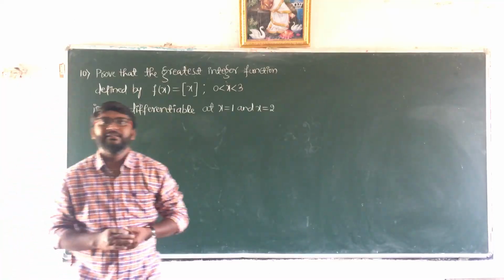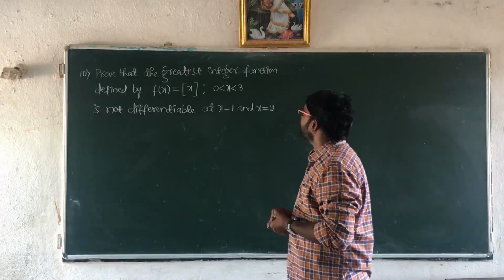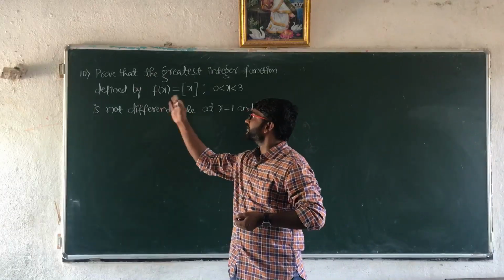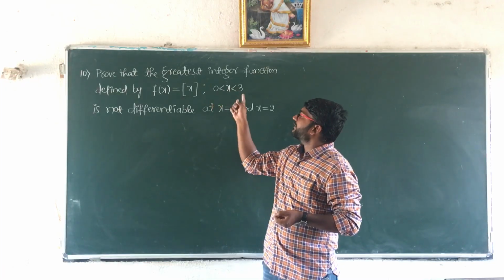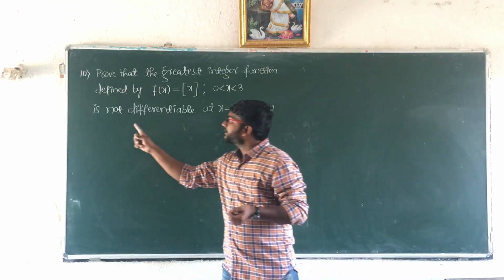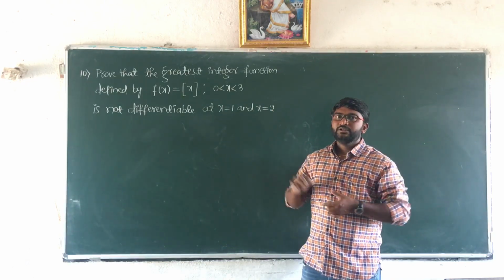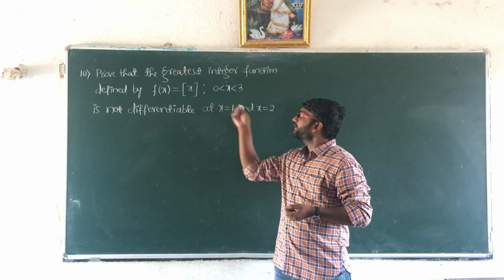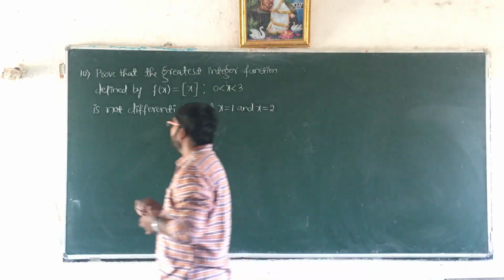Okay, let us solve the 10th problem of this particular exercise. Prove that the greatest integer function defined by f of x equal to greatest integer x, where x greater than 0 less than 3, is not differentiable at x equal to 1 and at x equal to 2. I will be doing x equal to 1. You will have to try for x equal to 2. Let us go ahead with the solution here.